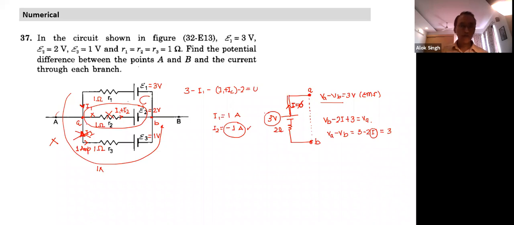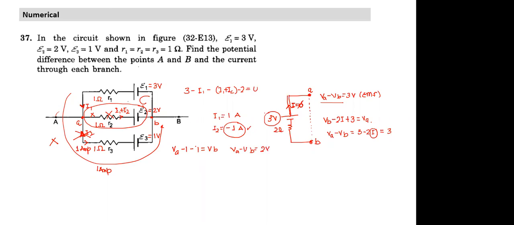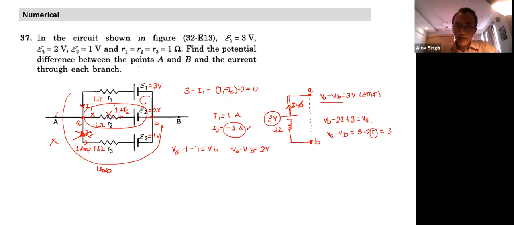No. If the current is 1 ampere, can I calculate the potential difference between A and B? Yes, I can easily calculate the potential at A: VA minus 1 minus 1 is equal to VB. So what is VA minus VB? 2 volts. So what does it mean? If between these 2 points you connect any battery which has EMF of 2, no current will flow through the battery. Is this and this the same thing or different?